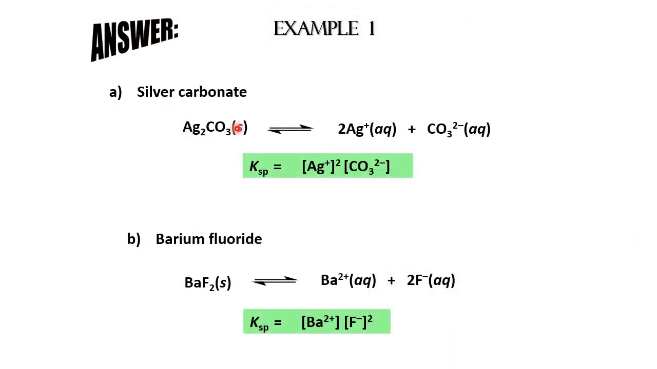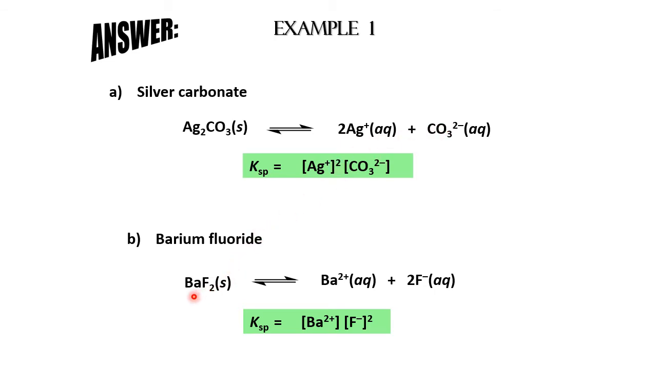Silver carbonate: Ag2CO3, because silver is a positive 1 cation and carbonate is CO3 2 negative. That's why there are 2 silver. That's why 2 moles of silver ion are produced, and 1 mole of carbonate ion is produced. So this is the Ksp: silver to the power of 2, and this one to the power of 1.